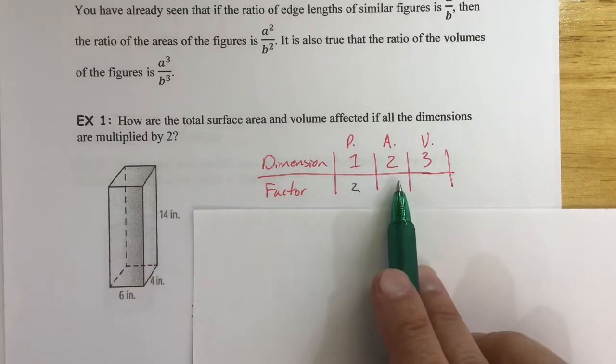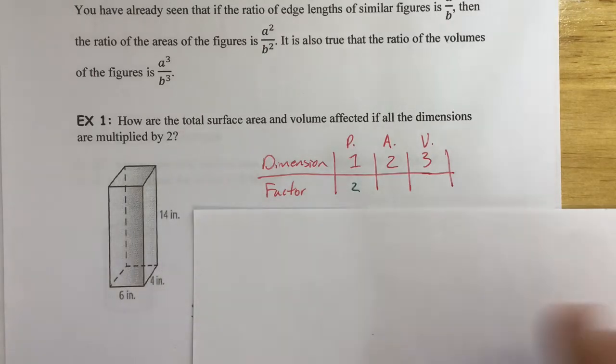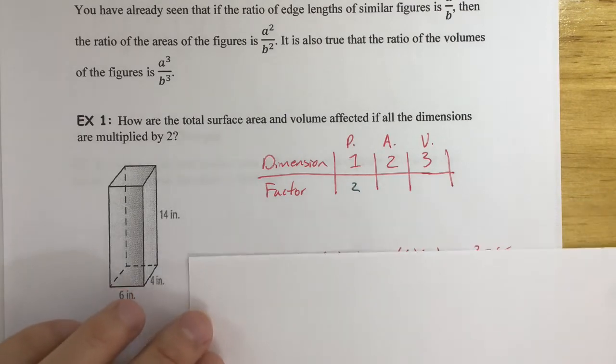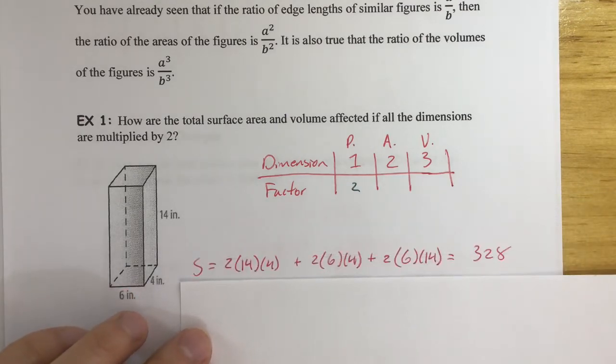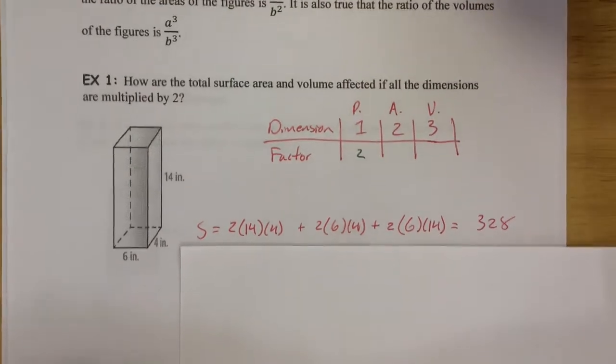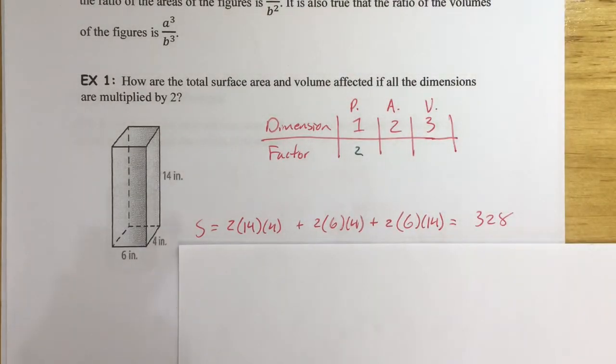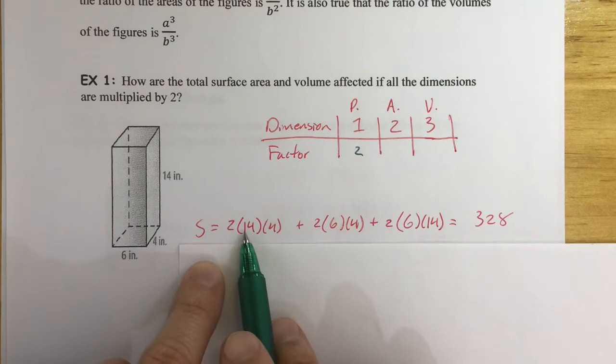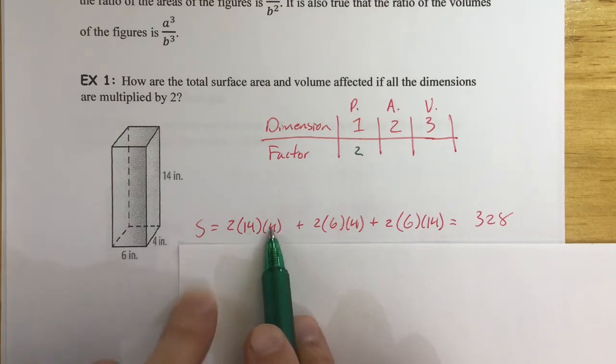What's going to happen to the area? What's going to happen to the volume? Most of this stuff I've already got worked out for you, just so you didn't have to watch me write anything. This is going to be calculating the surface area without any dimension changes, just to see what we've actually got. I have these products that are each going to be doubled up. So there's a 14 by 4.